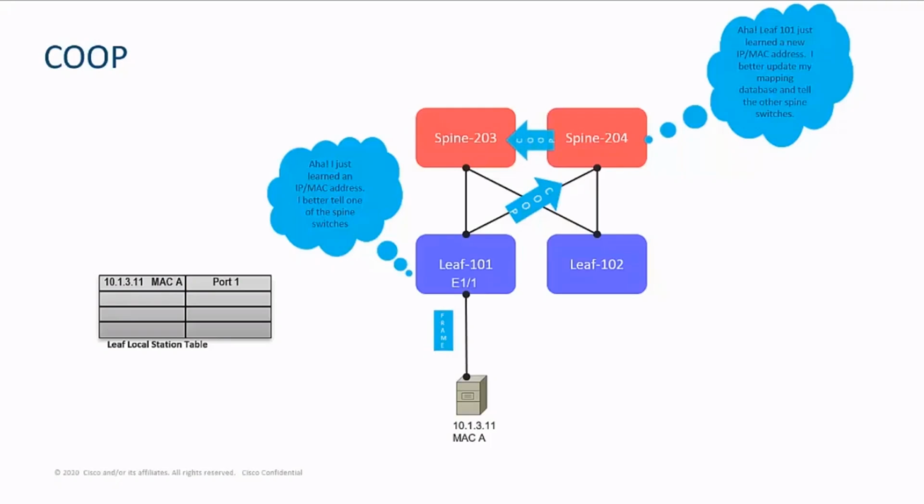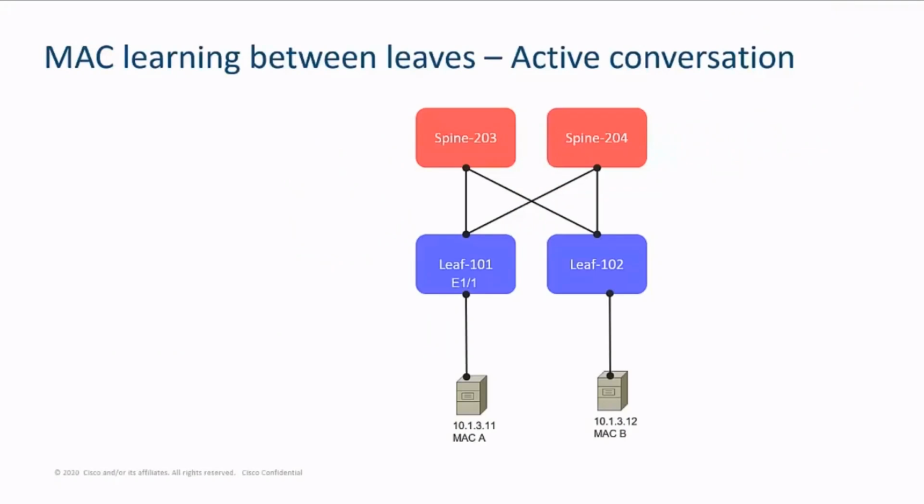The other thing: spine switches should know about all endpoints. Leaves won't necessarily know about all endpoints. A leaf should know about locally attached endpoints. So Leaf 101 will know about that locally attached endpoint. It may not know about an endpoint referred to as a remote endpoint, which would be behind Leaf 102 in this example. Leaf 101 is only going to learn a remote endpoint if a local device attached to it has an active conversation with that remote endpoint.